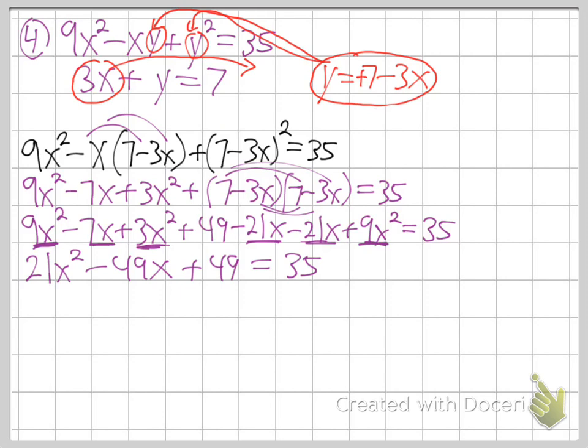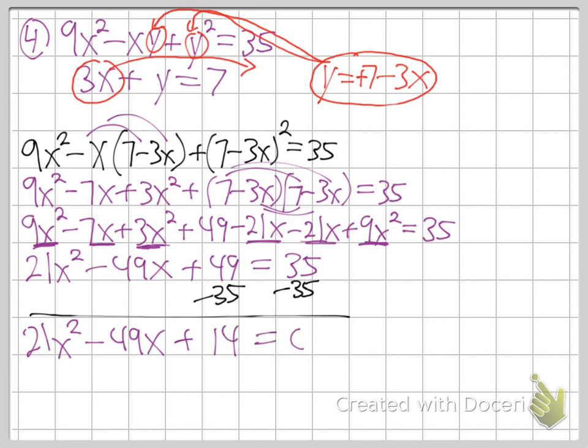Whenever you see x squared or y squared or higher powers, get a 0, huh? So first thing is get a 0, so that means whatever's on the right side, just do the opposite. So I will subtract 35 from both sides. And so that will give me 21x squared plus 49x plus, what is that, 14 equals 0. Good, so you get a 0, and then you try to factor.